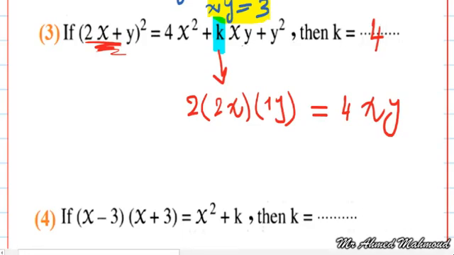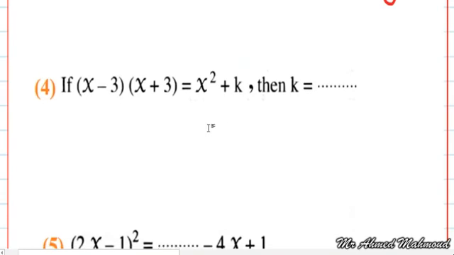The next one: (x minus 3) times (x plus 3) equals x² plus k. Now to expand this one, we have to know that this one is a special case. Then x times x equals x², and the negative 3 times positive 3 equals negative 9. Then negative 9 is the value of k. Then k equals negative 9.